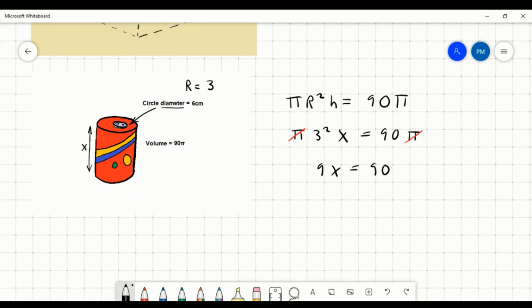What can we divide this by to get x on its own? We divide that by 9. If you divide anything on one side in algebra by a number, you have to do the same to the other. So you divide that by 9 as well. So 9 into 9 goes once, which gives us x. You could think of it as 1x, but it's typically just written as x. 9 into 90 goes 10. So we have a height of 10 centimeters for our can.